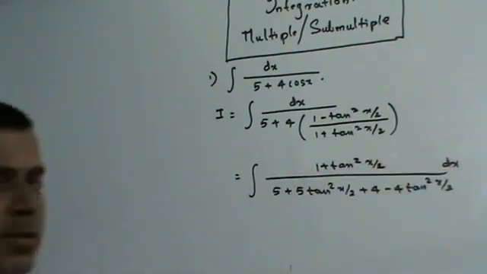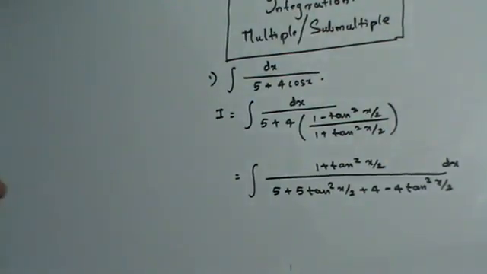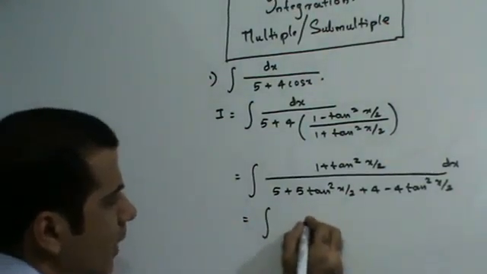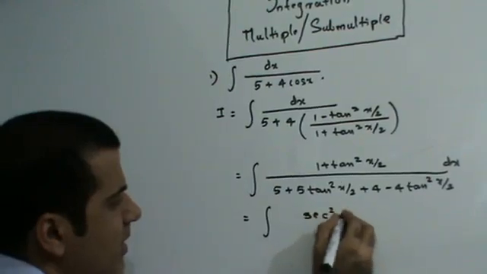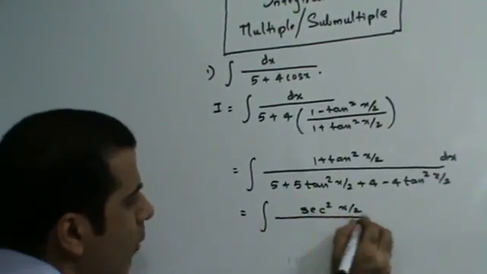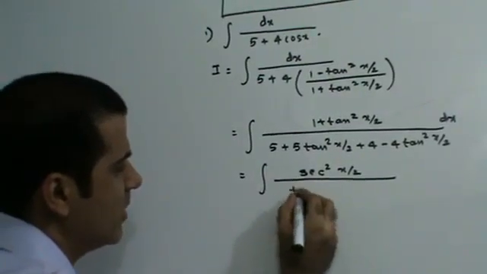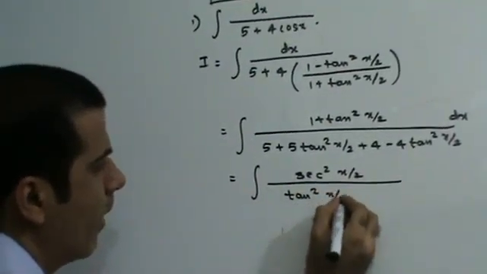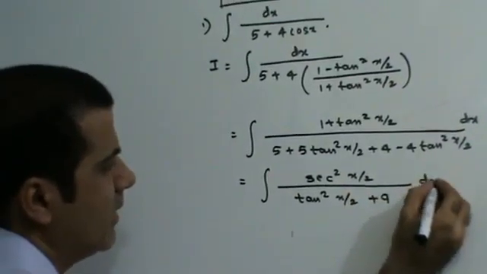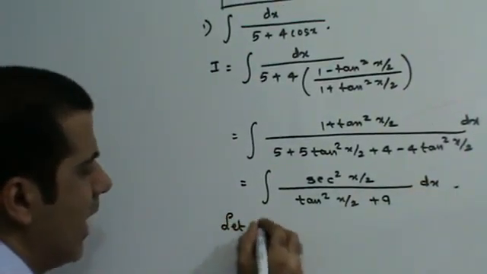dx. I am taking the common denominator in the numerator. This is going to be integral 1 plus tan square x by 2 is sec square x by 2 upon 5 tan square x by 2 minus 4 tan square x by 2 is tan square x by 2 plus 9 dx.